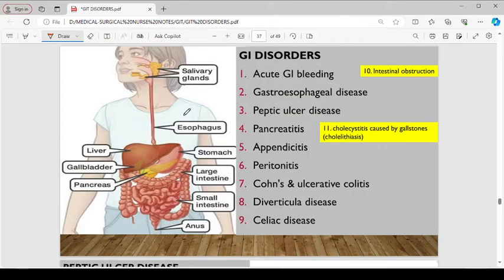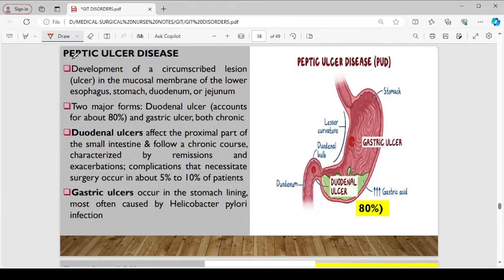So we have several disorders associated with the digestive system, and the top 11 which are commonly tested are: acute GI bleeding, gastroesophageal reflux disease, peptic ulcer disease, pancreatitis, appendicitis, peritonitis, Crohn's and ulcerative colitis, diverticular disease, celiac disease, intestinal obstruction, and lastly cholestasis caused by gallstones, referred to as cholelithiasis, right? Let's look at some of them, starting with peptic ulcer disease.